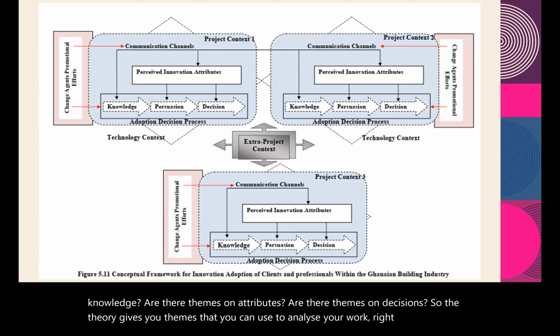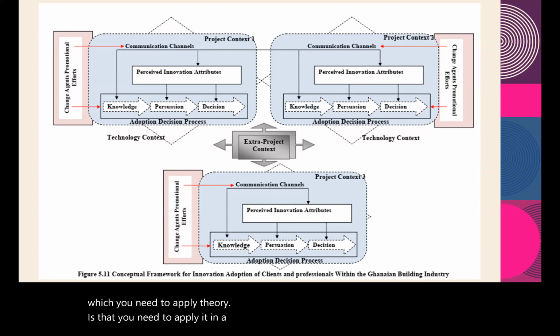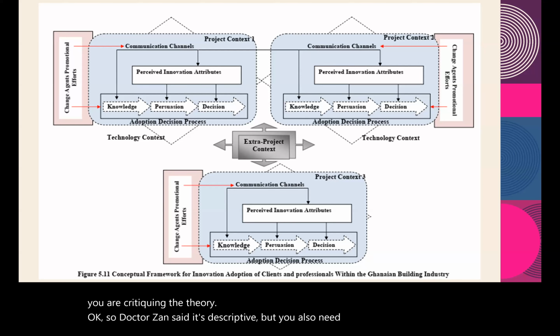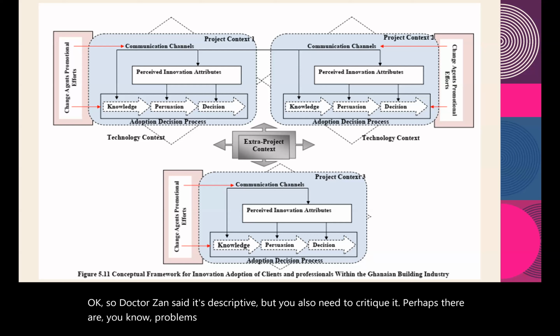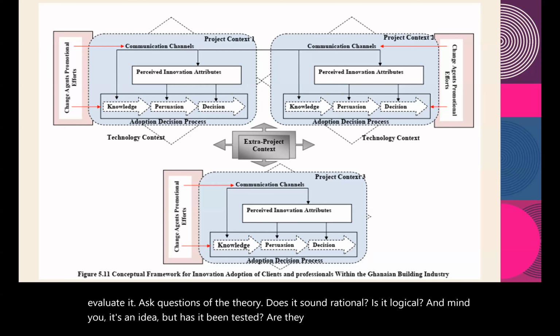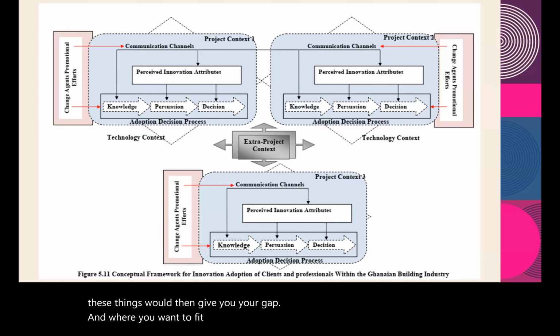The way in which you need to apply theory is in a coherent framework. You have to see that the theory is making meaning throughout your research. You also need to see that you are critiquing the theory. Dr. Zhang said it's descriptive, but you also need to critique it. Perhaps there are problems in the way the theory was put forward. So evaluate it, ask questions of the theory. Does it sound rational? Is it logical? And mind you, it's an idea, but has it been tested? Are they just presenting the idea, or is there evidence, there's observation to show where the observations were taken? All of these things will then give you your gap and where you want to fit in. So that's the way you apply the theory, okay? And mind you, we came with our own ideas.